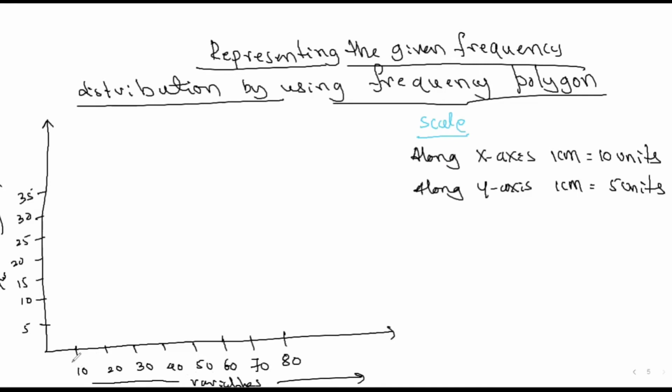Okay. The second step is we need to plot. For x equal to 10, frequency is 5. Whenever x is 20, y is 15. Okay, whenever x is 30, it is 22. X is 40, y is 35. X is 50, y is 30. X is 60, y is only 3.